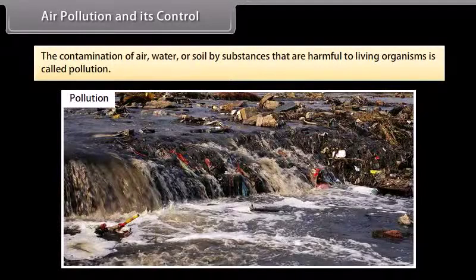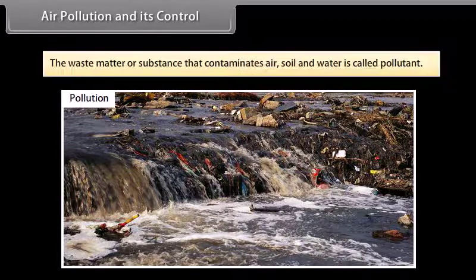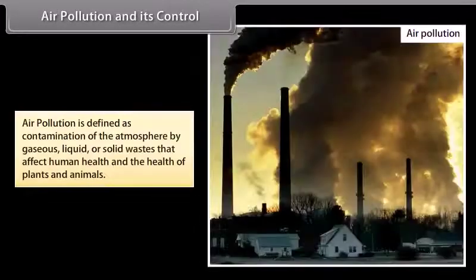Air pollution and its control. The contamination of air, water, or soil by substances that are harmful to living organisms is called pollution. The waste matter or substance that contaminates air, soil and water is called a pollutant. Air pollution is defined as contamination of the atmosphere by gaseous, liquid or solid waste that affects human health and the health of plants and animals.